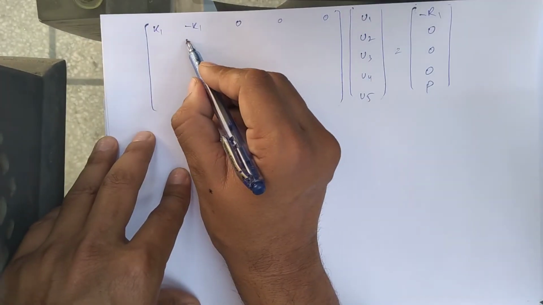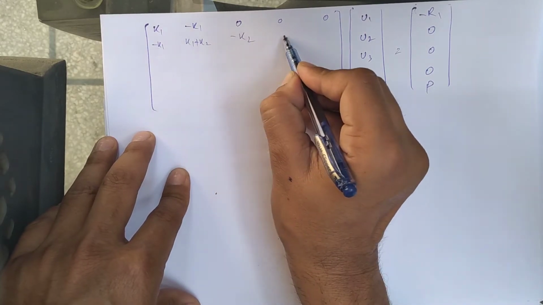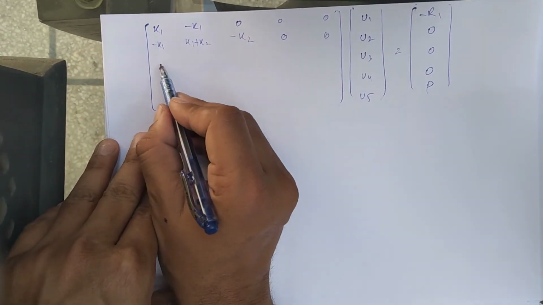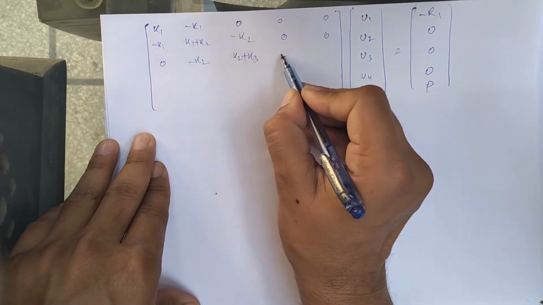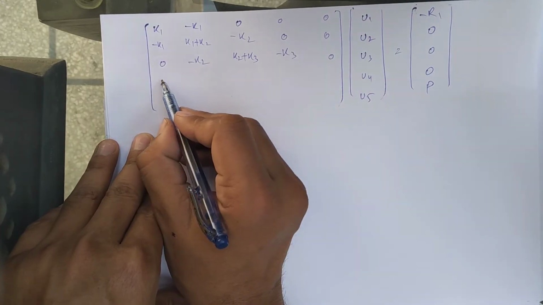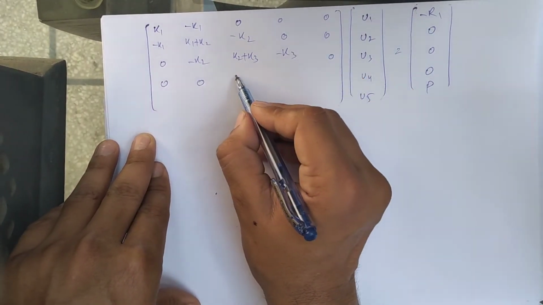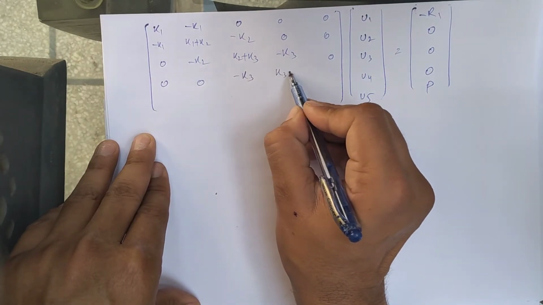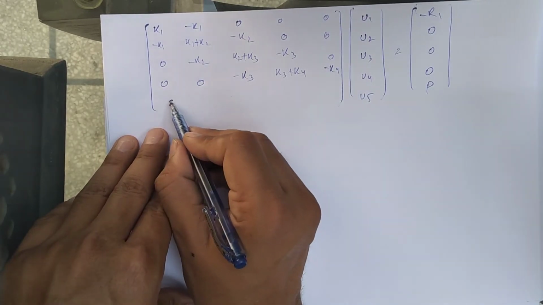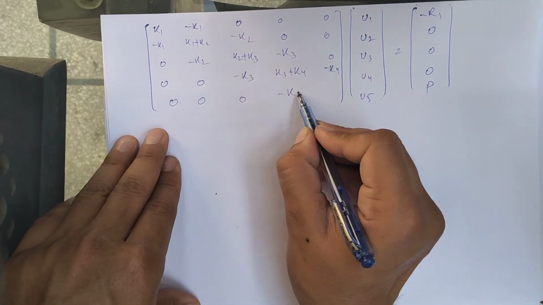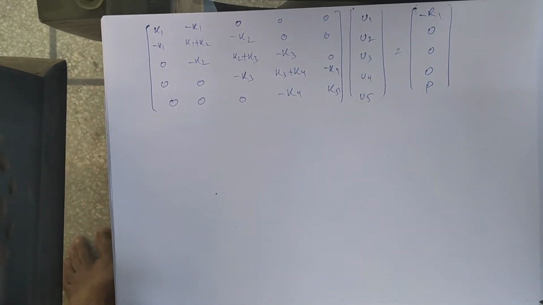Then we have minus K1, K1 plus K2 minus K2, 0 and 0 in front of it. And we have 0 and minus K2, K2 plus K3 minus K3 and 0. Then we have 0, 0, minus K3, K3 plus K4 and minus K4, and we have 0, 0, 0 minus K4 and K5. So this is how we assemble these equations.